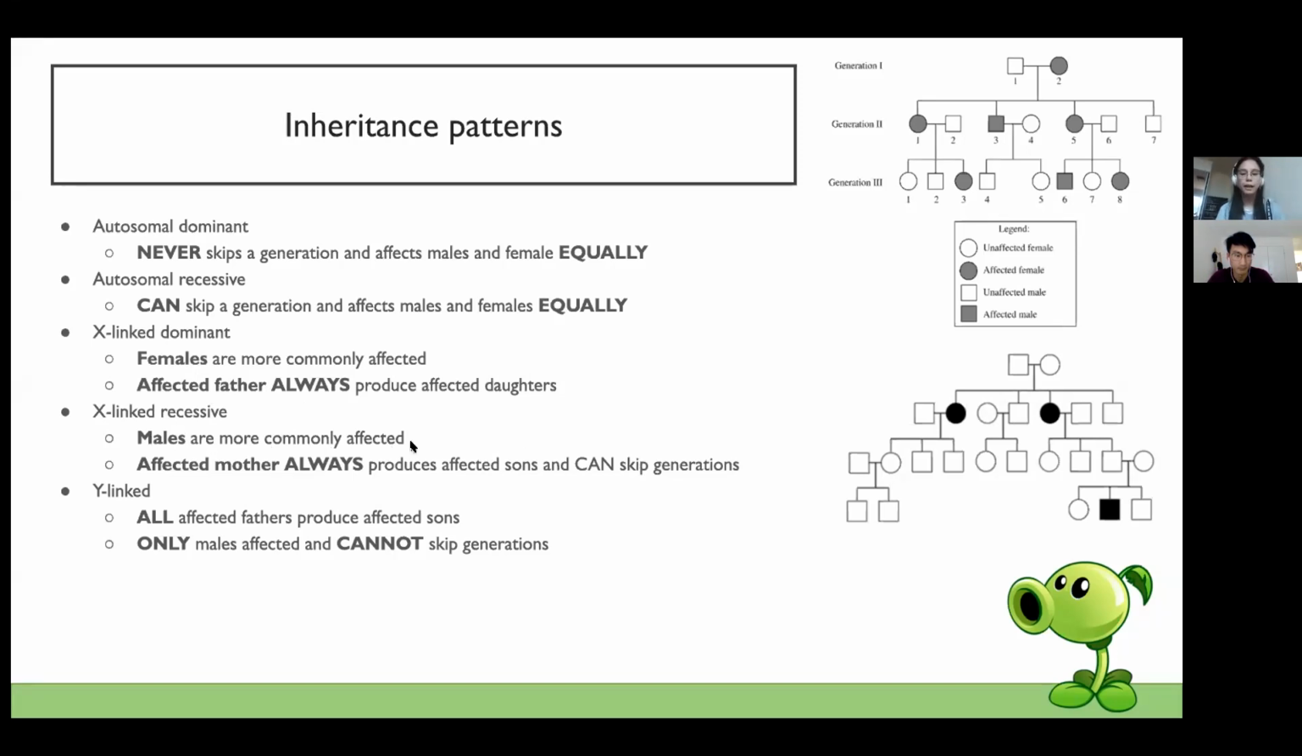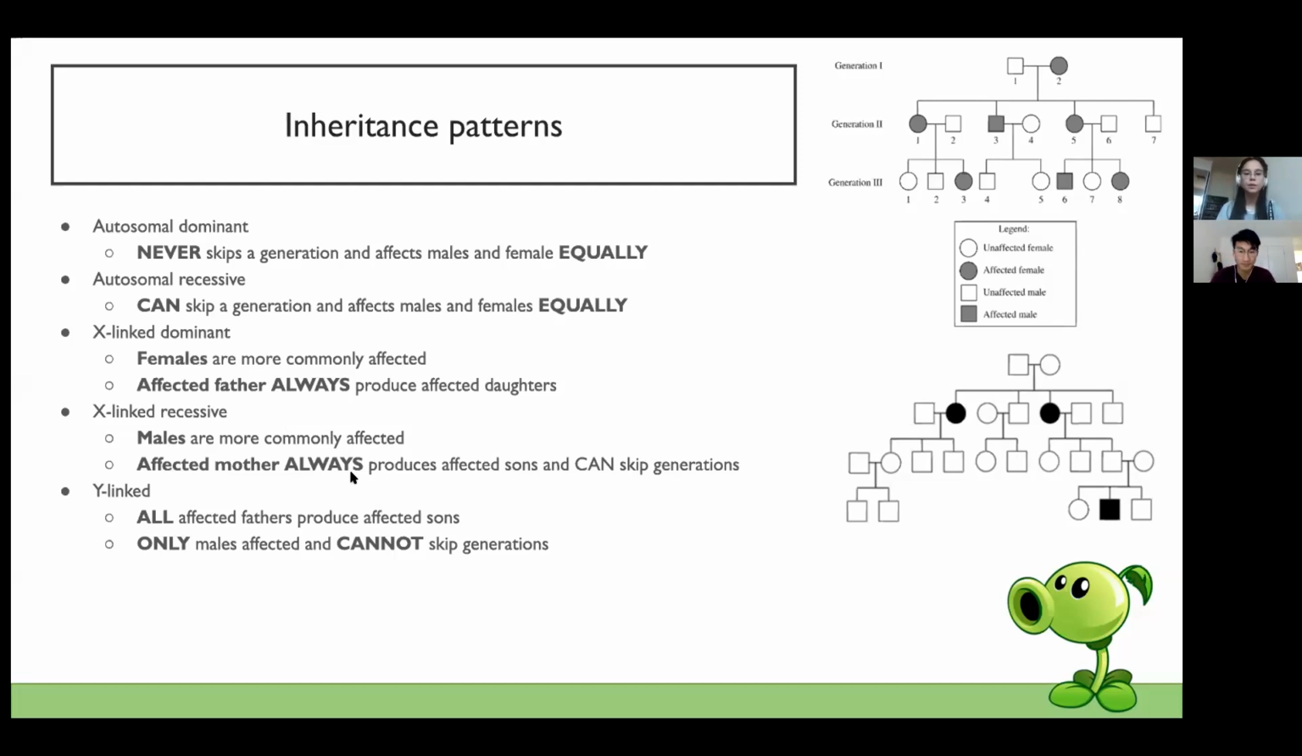Males are more commonly affected because you need both your X chromosomes to have the disease carrying allele to be affected. And in males, males only have 1 copy of the X chromosome, and so only 1 copy is enough to give the disease to the individual.